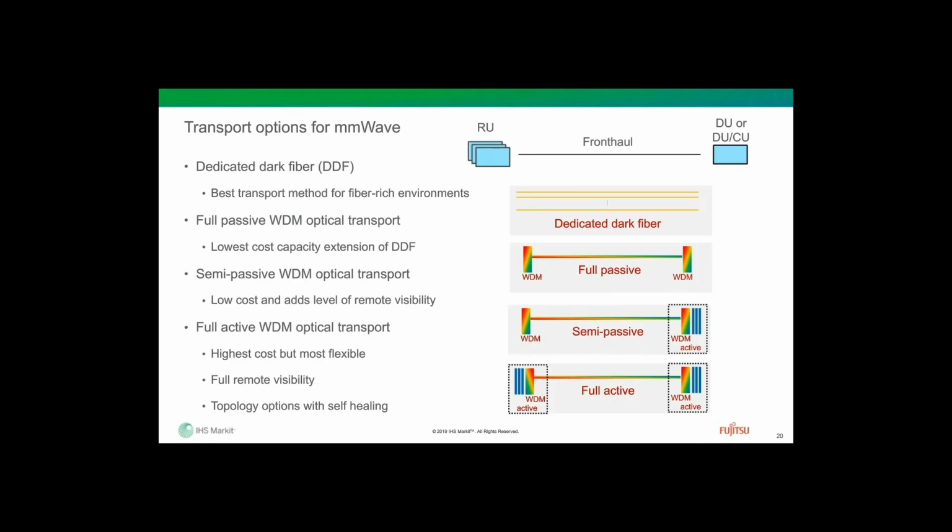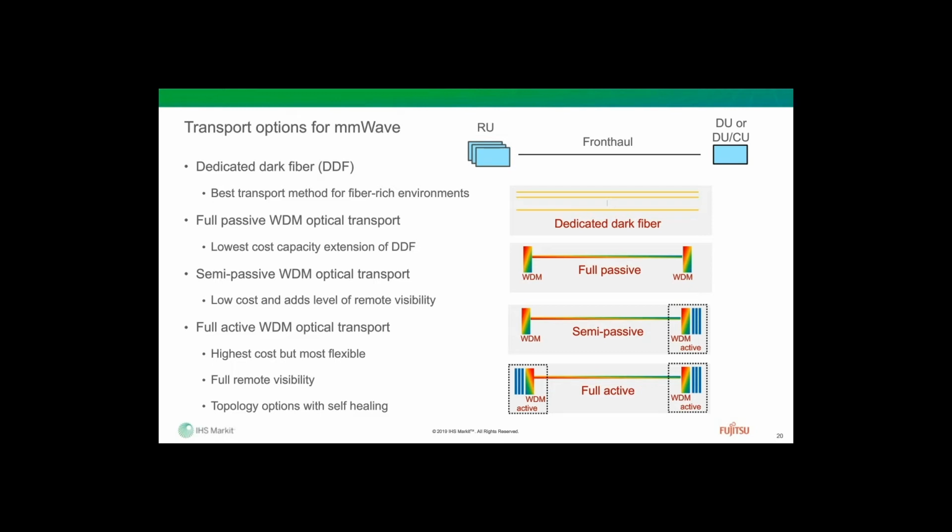Let's look at the transport options for millimeter wave radios in a centralized or cloud-based RAN topology, realizing pooling and cell site aggregation. The transport deployment model is from the radio unit to the distribution unit, as shown at the top of the slide, and referenced as a distribution unit or combination distribution and central unit, shown in the slide as a DU/CU. I've listed 4 transport options based on the deployment limits and considerations previously mentioned for millimeter wave radio. First is dedicated dark fiber. This is the best transport method for fiber-rich environments.